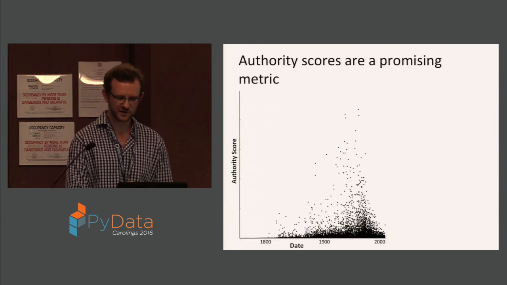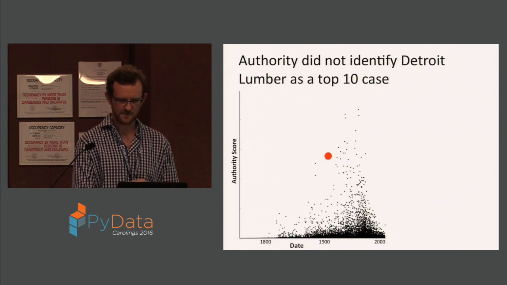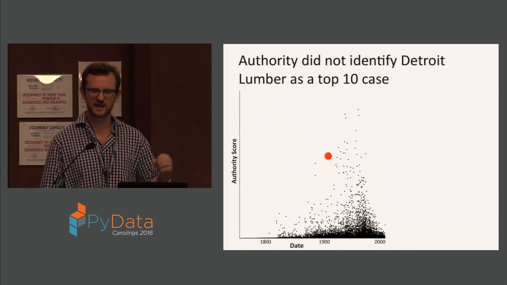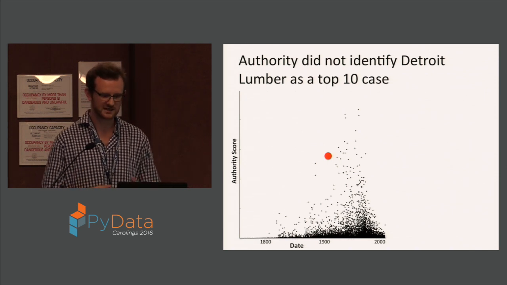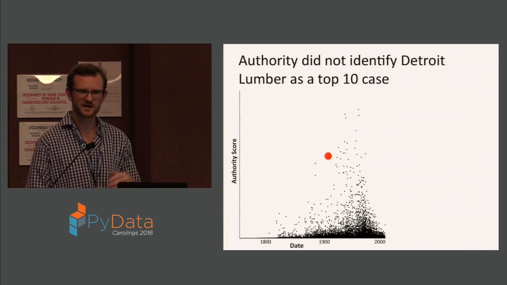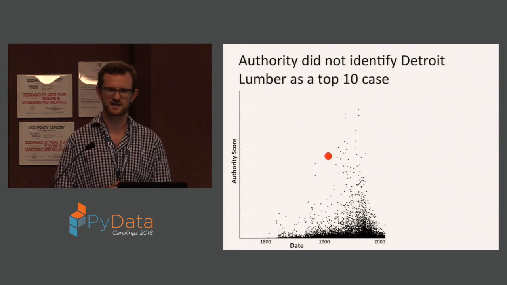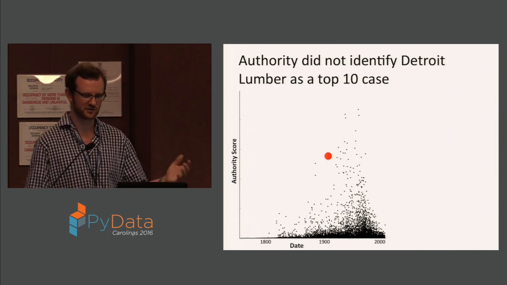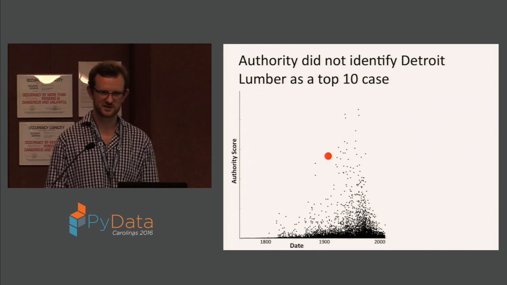So this is a plot of authority scores versus time, and you'll notice that the authority also did not pick the Detroit case as one of its top 10. You know, it ranked it highly, but again, was somewhat robust to the number of citations. So the Detroit case was not cited by important cases. Authorities did not think that it was important. So that's a great feature.